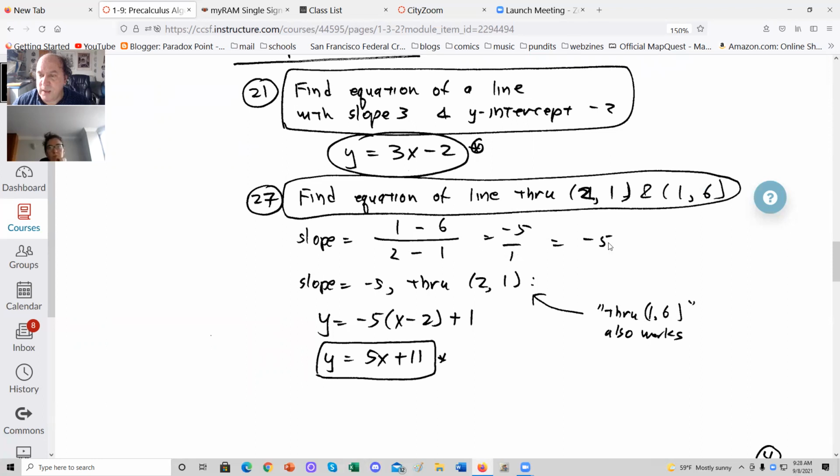Negative 5 over 1 is negative 5, so a slope of negative 5. And let's say it goes through 2 by 1. Then we have y equals negative 5 (the slope) times x minus h, 2, plus k, equals 1. And after a very little bit of algebra, that becomes y equals 5x plus 11. Now I chose the point 2 by 1, but I could have used 1 by 6, and it also would work. So there's two ways to the same solution.